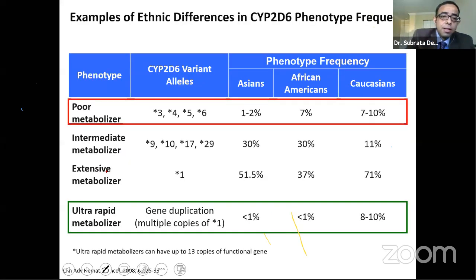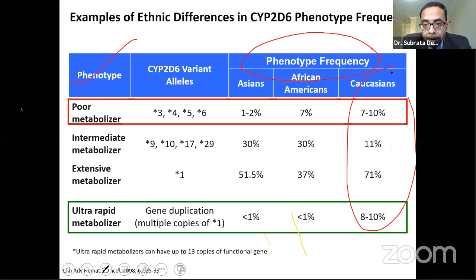And if you look at this table, it highlights the phenotype frequency, means how often you see them in Asian, African American, and Caucasian. These are the three major ethnicities in the world. If you see the frequency, or the availability of different CYP phenotypes, you will see Caucasians are highest when it comes to either poor metabolizer or ultra rapid metabolizer. Whereas Asians are also affected by CYP2D6 polymorphic forms or variant forms.